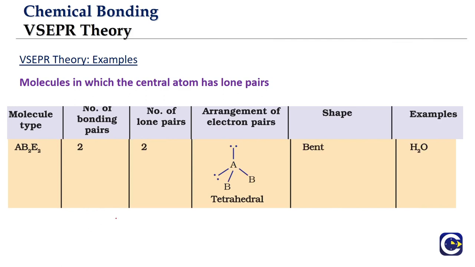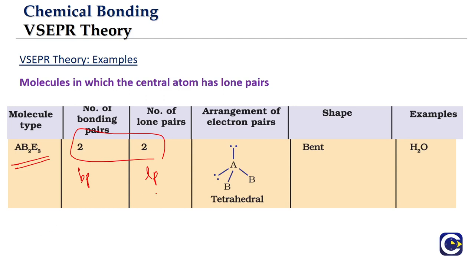Then we will come to 4 valence electron pairs, but 2 are bond pairs and 2 are lone pairs. Previously in case of ammonia, what have we seen? 3 bond pairs and 1 lone pair. Here we have 2 bond pairs and 2 lone pairs. So what will be the molecule type? We can say it is AB2E2 type. 2 atoms of B bonding and 2 lone pairs of electrons.